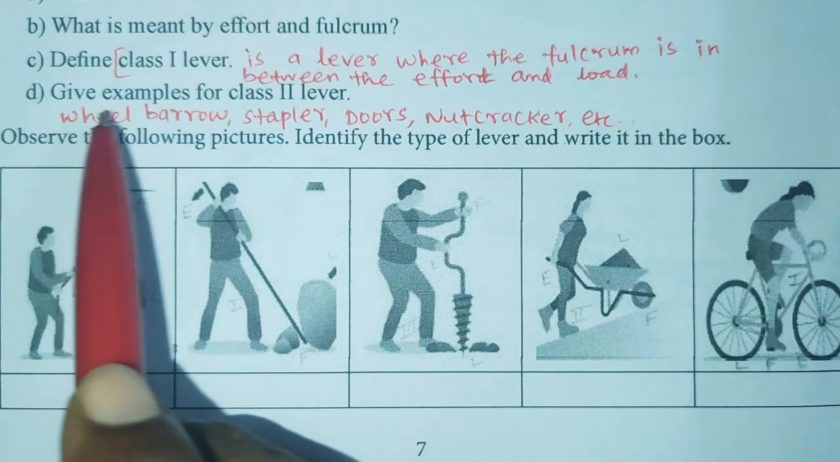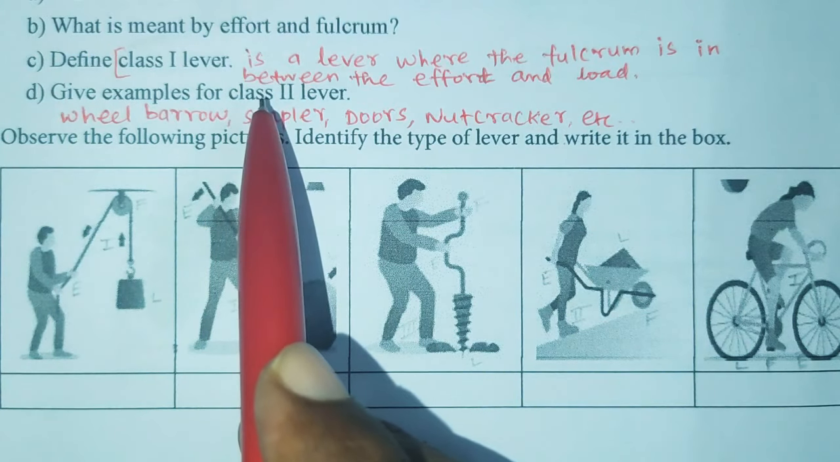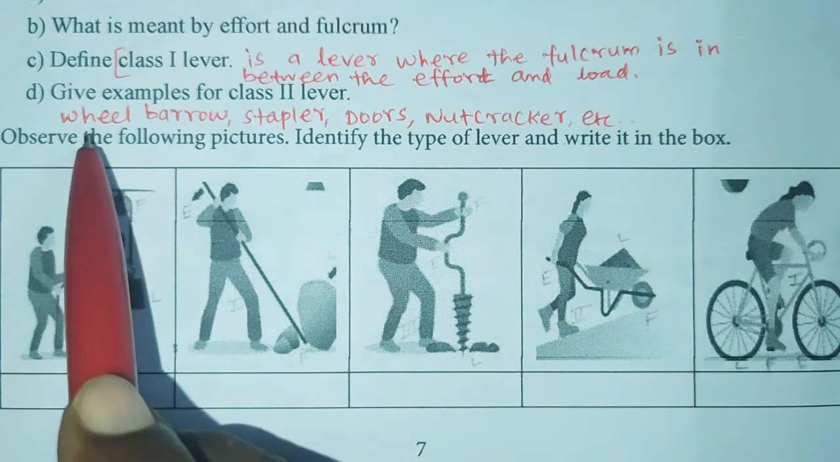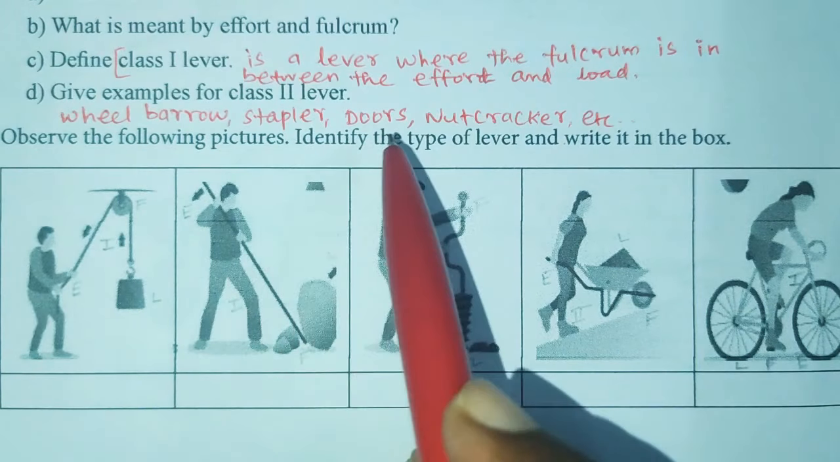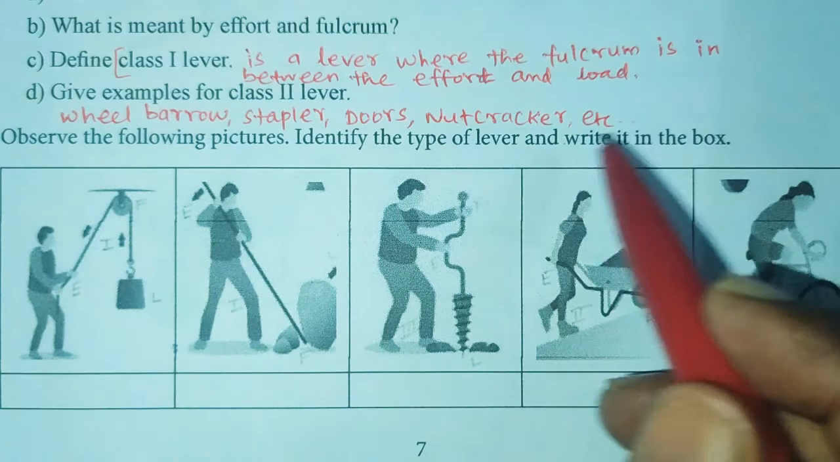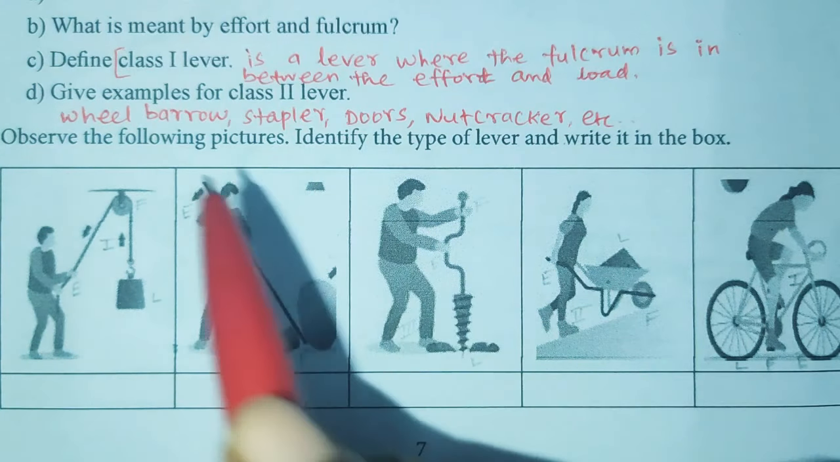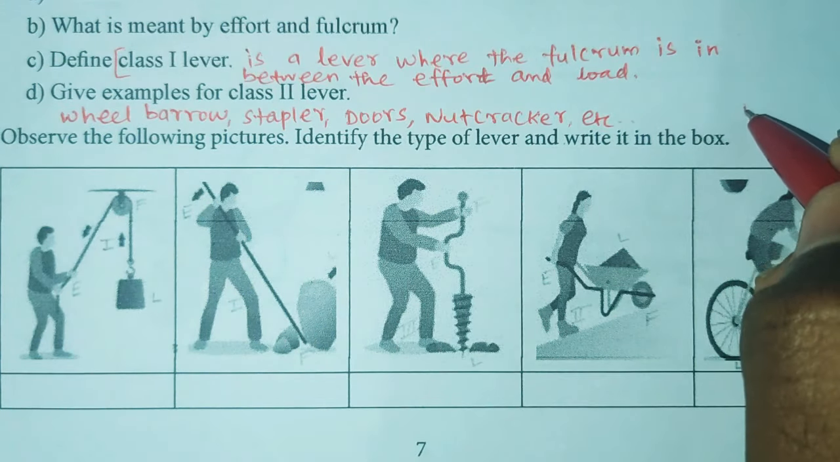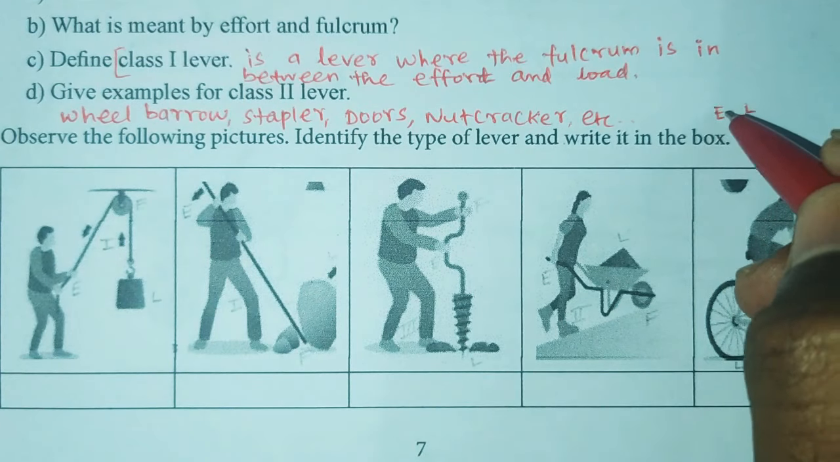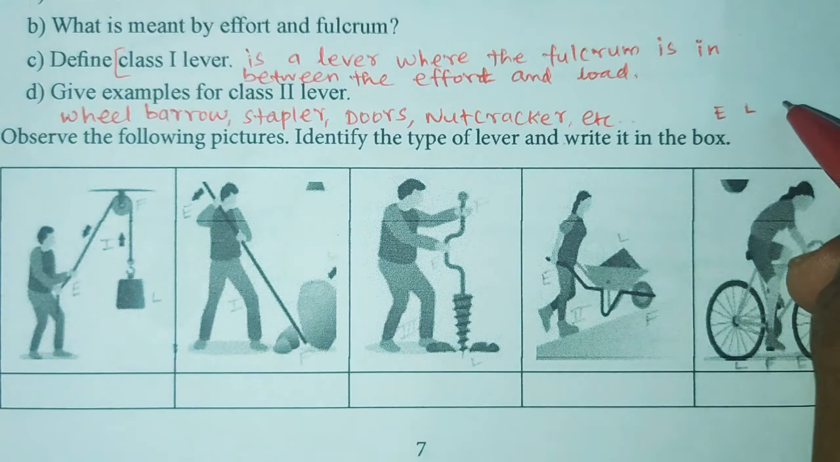D, give examples for class 2 lever. Wheelbarrow, stapler, doors, nutcrackers, etc. So these are the examples for class 2 lever. In class 2 lever, the load will be centered between the effort and fulcrum.